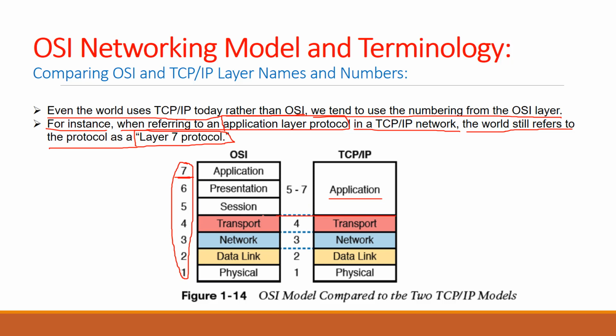These 4 layers are the same: the physical, data link, network, and transport. But the application layer in TCP/IP is detailed into application, presentation, and session in the OSI reference model. That's why we call it a reference model, because we use these numbers. For the application layer, we say layer 7. For the transport layer, layer 4. For the network, layer 3. For the data link, layer 2. And physical, layer 1.